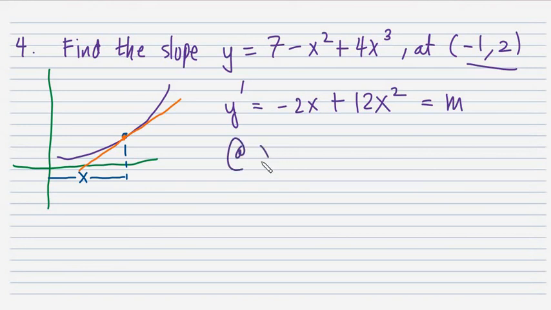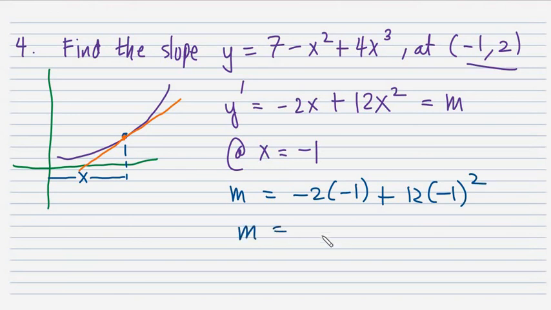So at x is equal to negative 1, the slope is equal to negative 2 times negative 1 plus 12 times negative 1 squared. And this will be positive 2 plus 12. So the slope is 14. Okay, so that's it for the assignment.